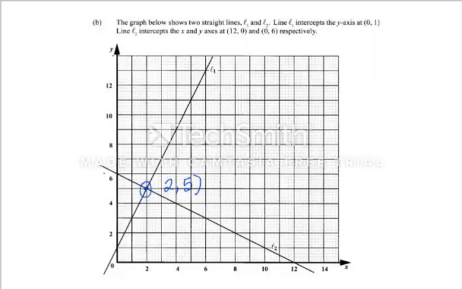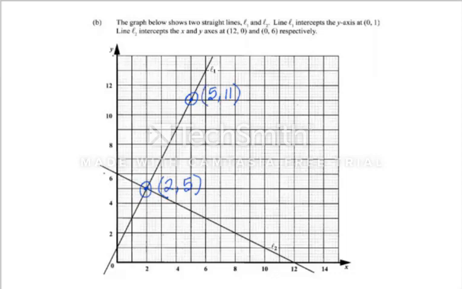So (2, 5) is a point of intersection on both lines. It means that the point (2, 5) is 1 point on the two lines. Another point on the line L1, well, this is a point here. This point is on L1. Let's determine the coordinates. The coordinates of that point are 5 and 11. So this is the point (5, 11).